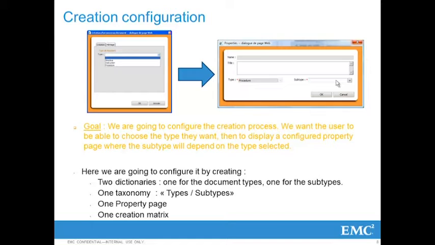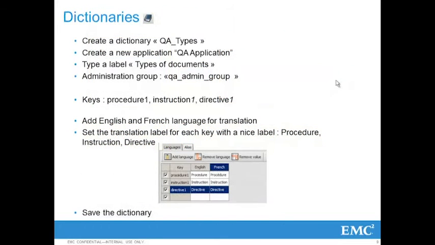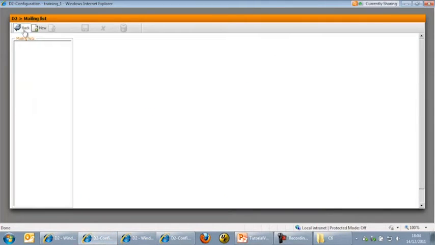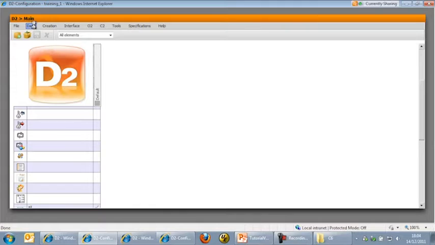Go ahead. Okay. Thank you, Austin. So we are now going to create a dictionary. A dictionary is basically a global list of values.